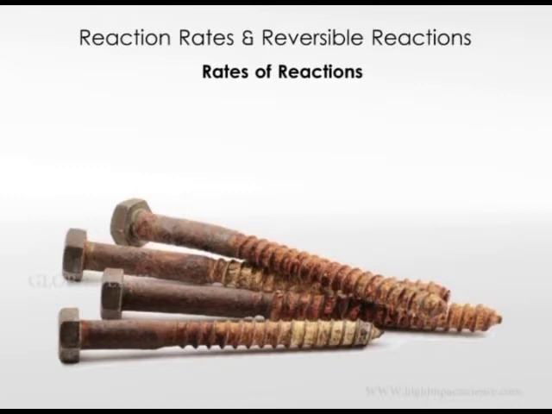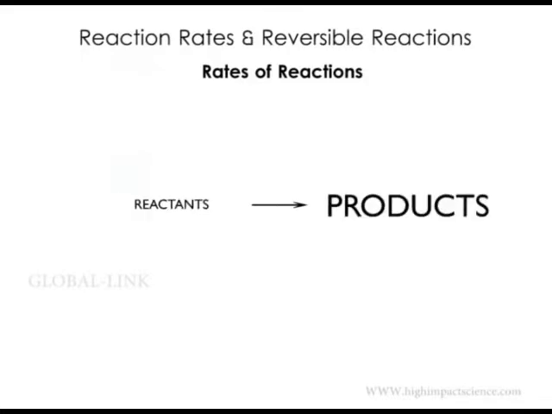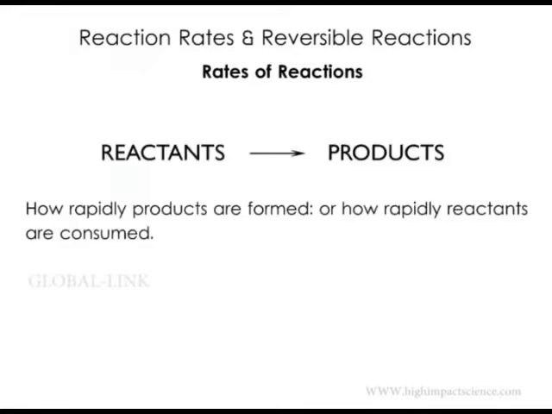During chemical reactions, reactants are converted into products. So over time, reactants decrease while the products increase. The rate of a reaction tells us how rapidly the products are formed or how rapidly the reactants are consumed.